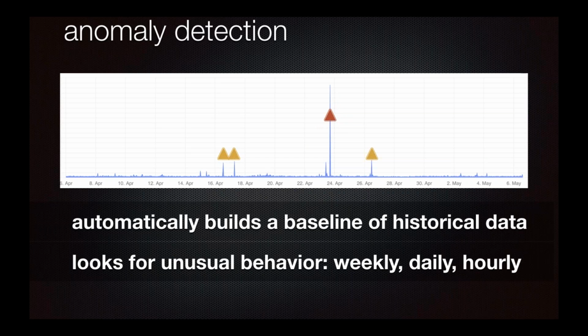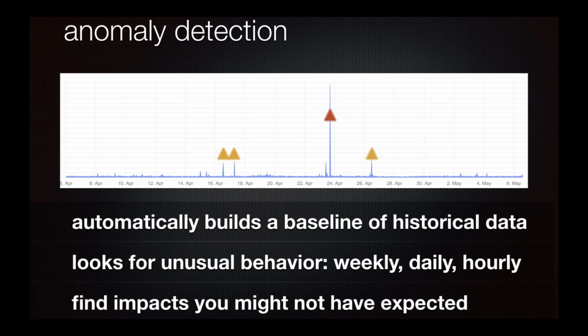That information is then used to detect when something unusual is happening, so we can flag that as an anomaly, and that can generate alerts or show up in reports. So this allows you to find unexpected impacts.